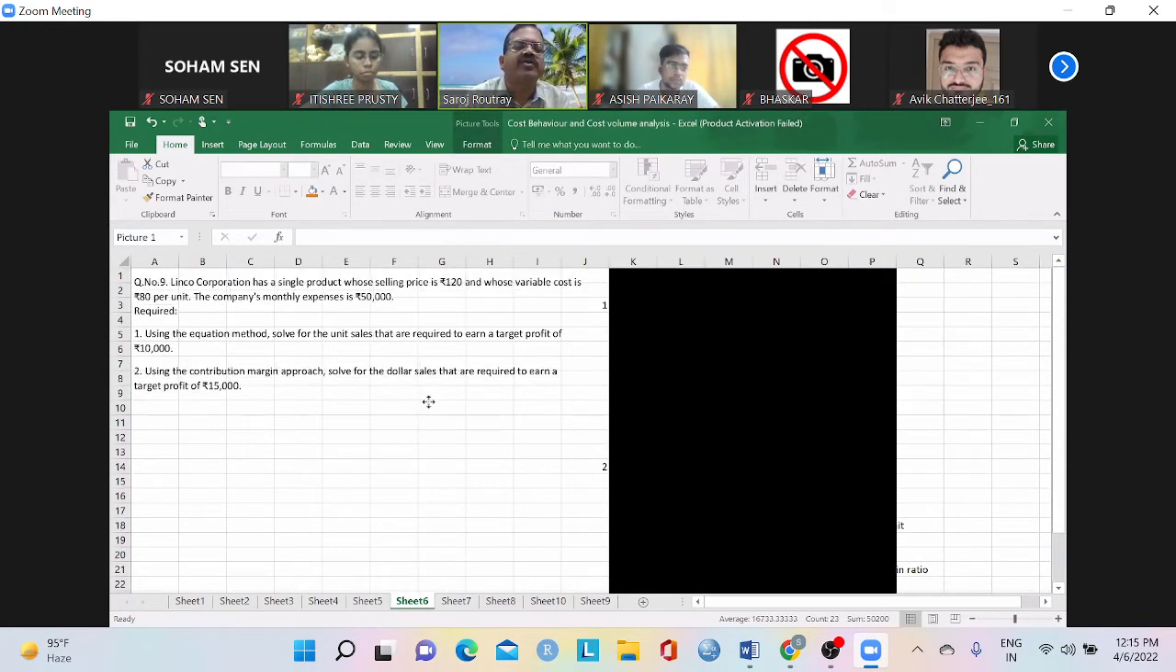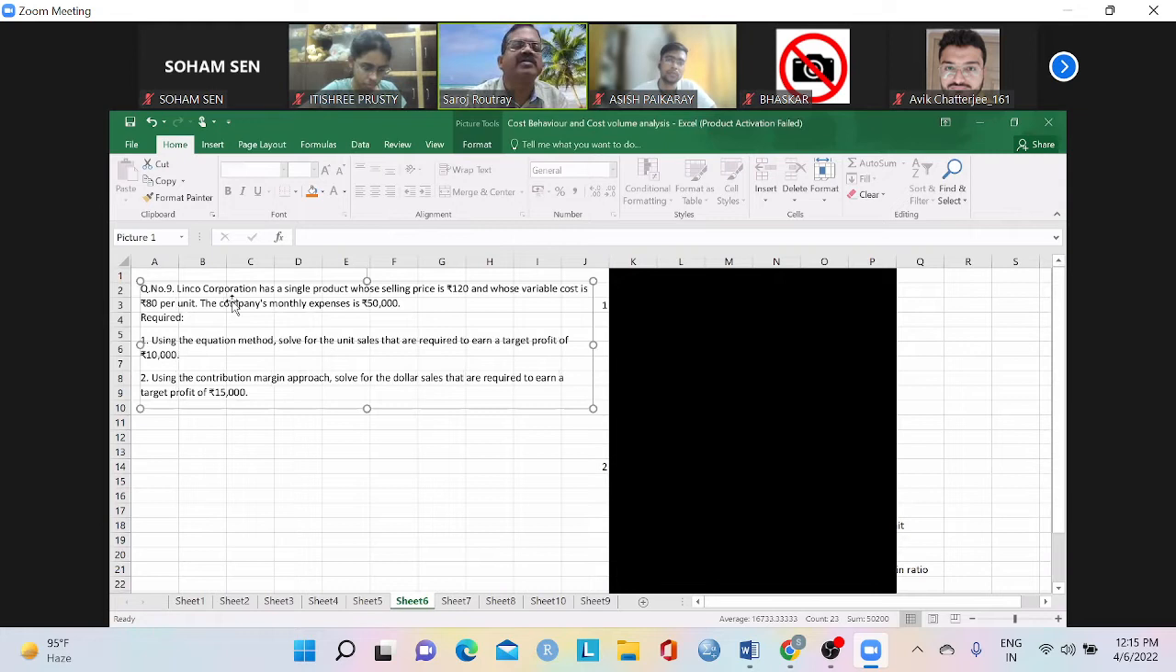Okay, so the question information is here. Linco Corporation has a single product whose selling price is 120, whose variable cost is 80. The company's monthly expenses is 50,000. We assume that this monthly expenses is fixed cost. Using the equation method, solve for the unit sales that are required to earn a target profit of 10,000. So instead of putting profit 0, you will write 10,000. Using the contribution margin approach, solve the dollar sales. So using that contribution margin approach, find it out.